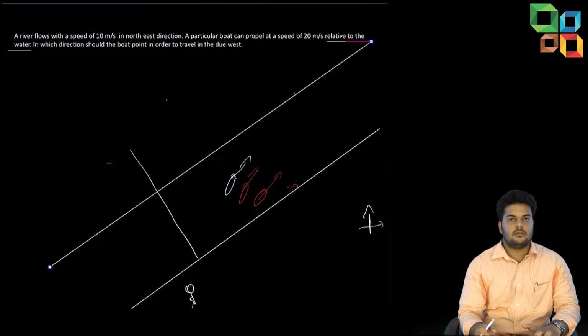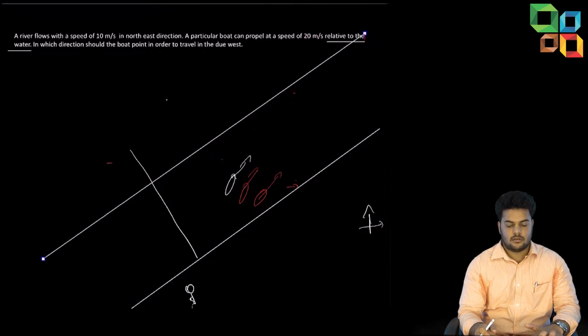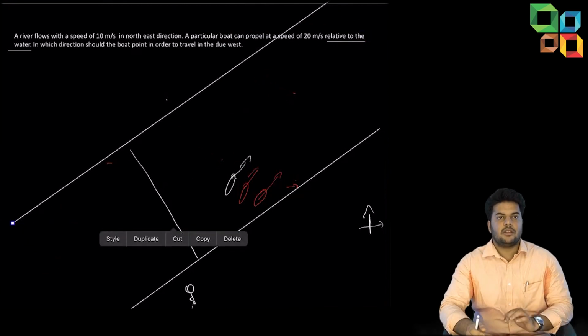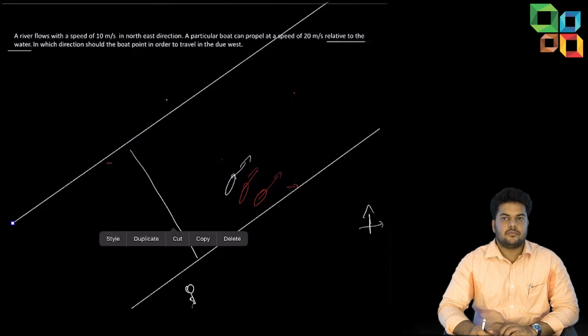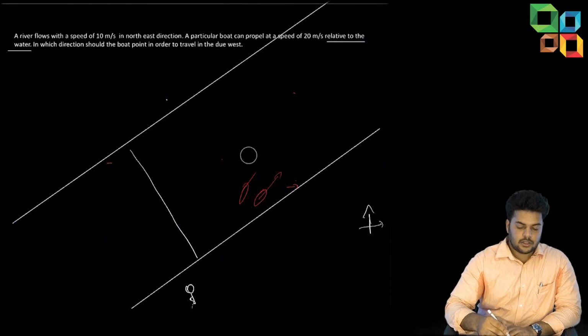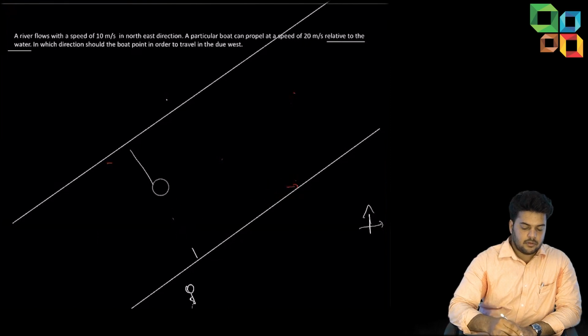Nihal, what do you think? No, right? If you continue with that same direction, you'll reach the other end in the west direction only. Right? So the direction of the boat does not depend on the width of the river.